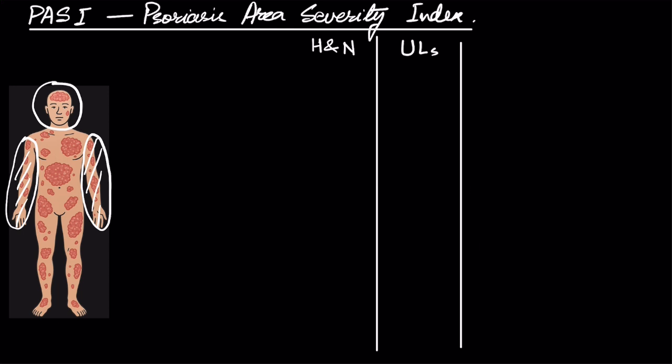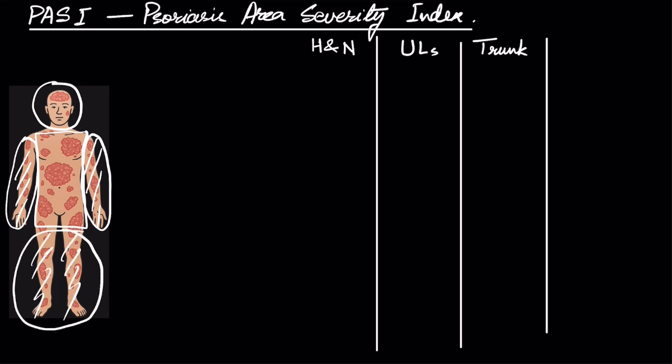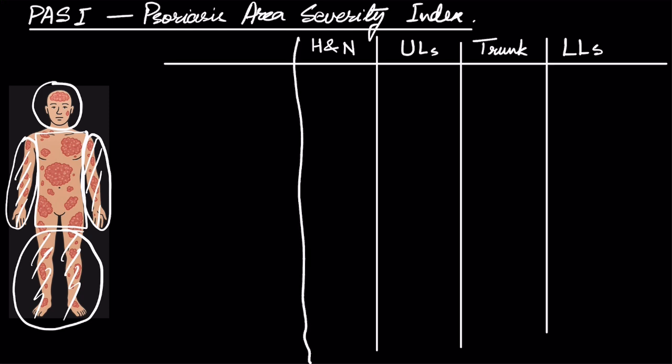The third is the trunk. Here we include the buttocks in the trunk. And fourth and the last part will be the lower limbs. Both the lower limbs together will constitute the fourth part. Now for each part we have a weighted score. What is weighted score?